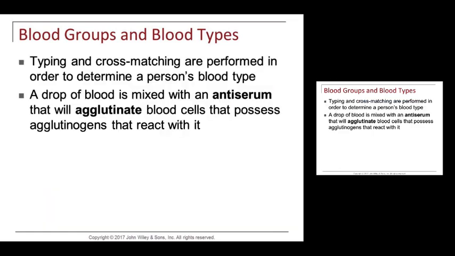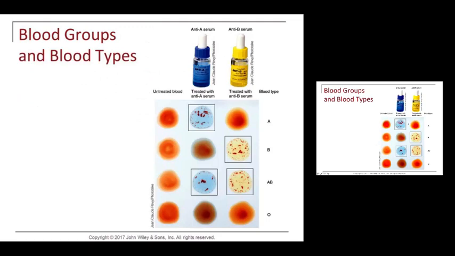Typing and cross-matching are performed in order to determine a person's blood type. A drop of blood is mixed with an anti-serum that will agglutinate the blood cells that possess the agglutinogens that react with it. So if I am a type A, how do I figure that out? If I'm a blood type A and I'm treating with an anti-A serum, it's going to agglutinate, and that confirms that I'm a type A blood. If I treat it with an anti-B, nothing's going to happen. It's not going to recognize it. And this is how we determine what blood type an individual is, right?